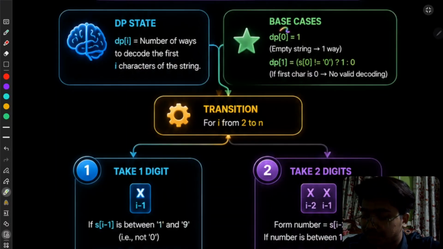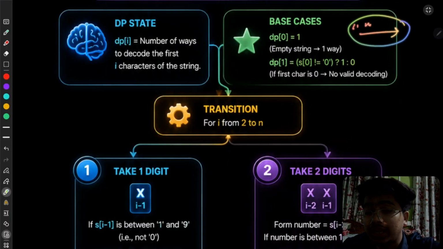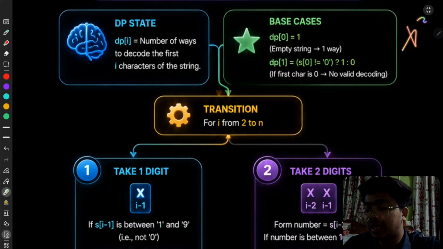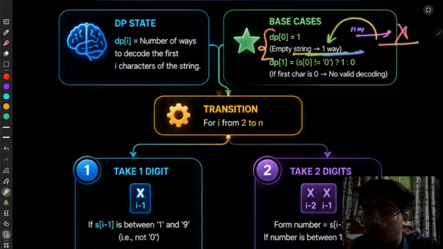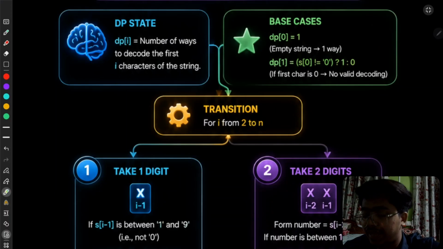Let's notice. First of all, DP of 0 equals 1. That means an empty string has only one way to decode it, which is doing nothing. We'll be doing nothing, and that will be our way of decoding. So we count that as one way in programming. This is the base case.